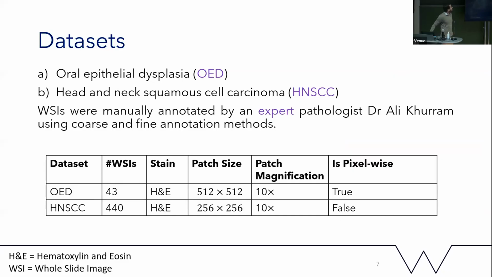So the dataset we used was oral epithelial dysplasia and head and neck squamous cell carcinoma. Both datasets were annotated by our pathologist, Arif Puram from Sheffield. He annotated one dataset with proper pixel-wise annotations, which takes time. And for the other one, he did the coarse annotation. So we didn't have pixel-wise annotations for that dataset. It's large as well.